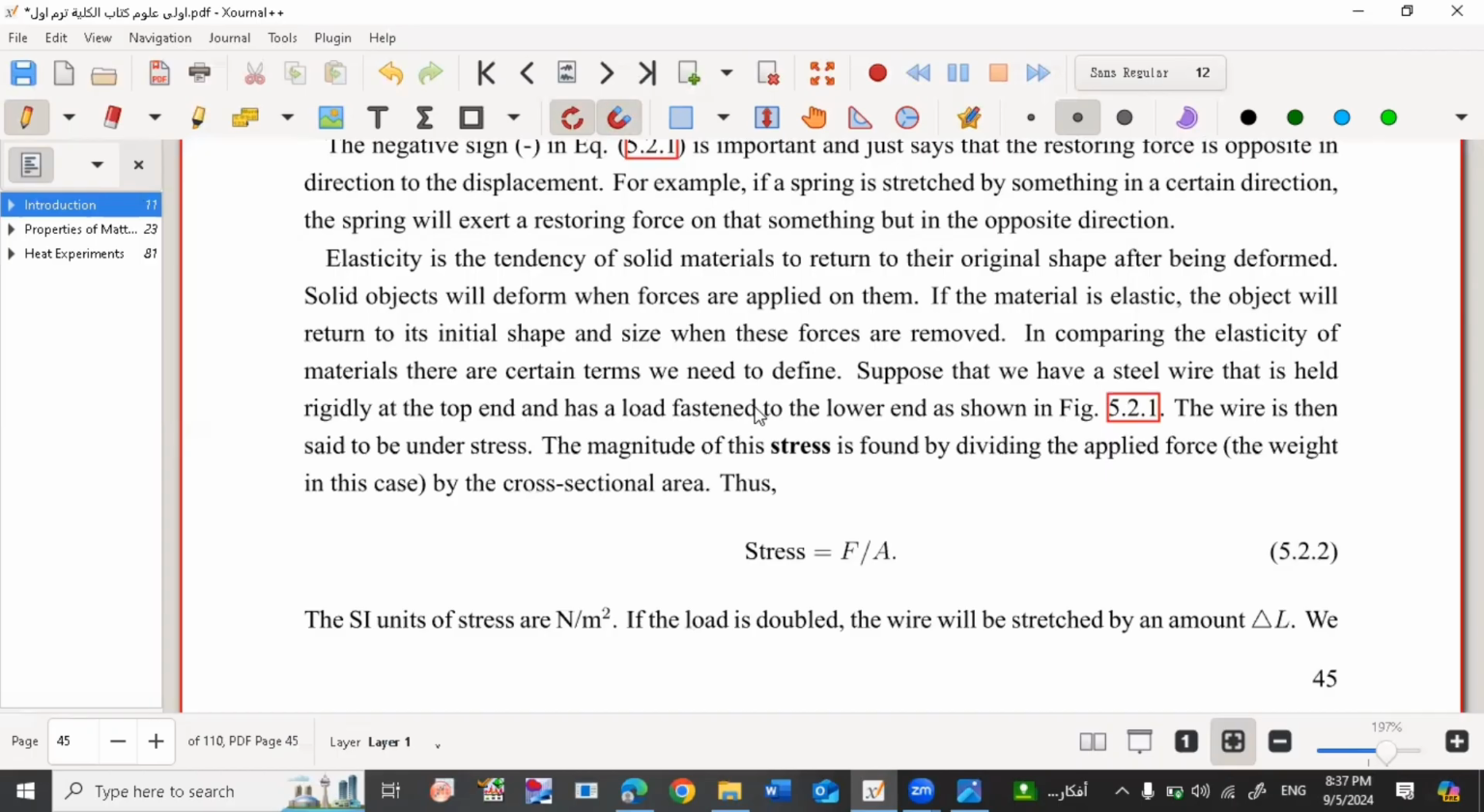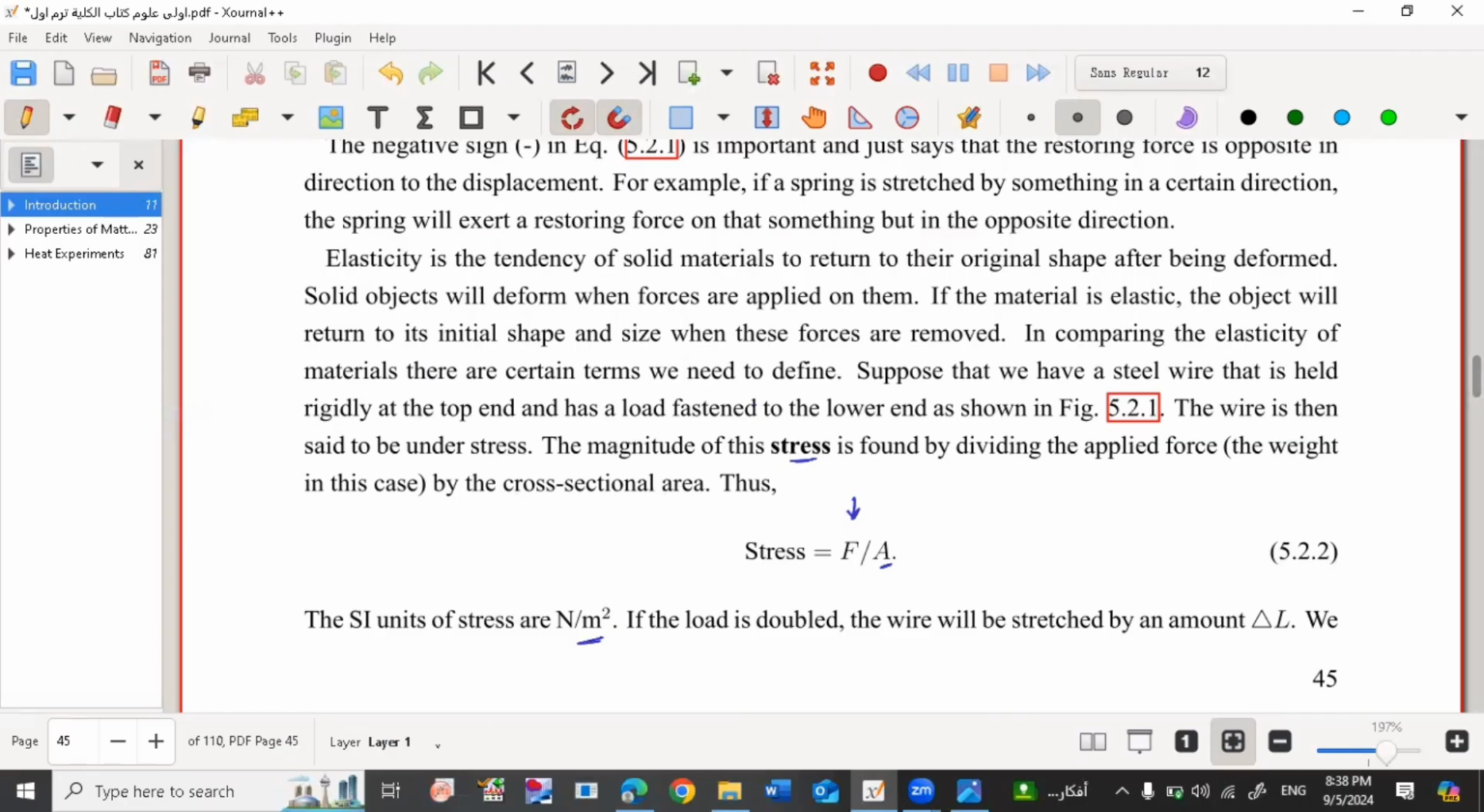So there is another term we need to know from this experiment, which is the stress. What is the meaning of the stress? The stress means there is a force applied to a cross-sectional area. It means the external force divided by the area of action. So stress is force over cross-sectional area, and its unit is Newton per meter square.